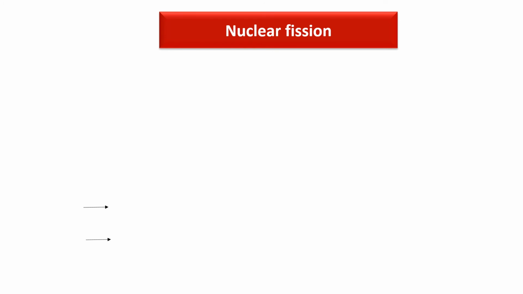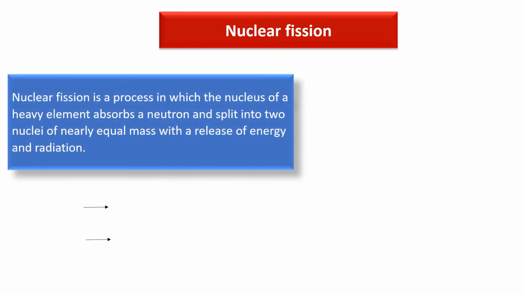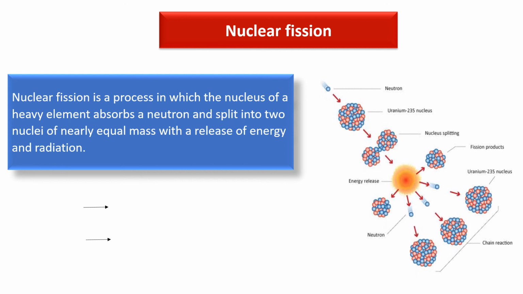Nuclear fission is the opposite of nuclear fusion, and nuclear fission is a process whereby the nucleus of a heavy element absorbs a neutron and then splits to form two other nuclei of nearly equal mass and with the release of energy and radiation. We can see here uranium with mass number of 235 absorbs neutron and then splits into two, and we can see energy is also released in the process.